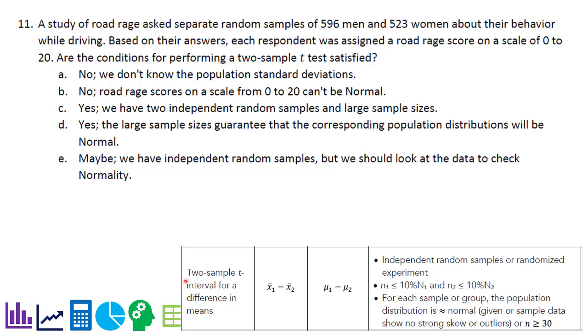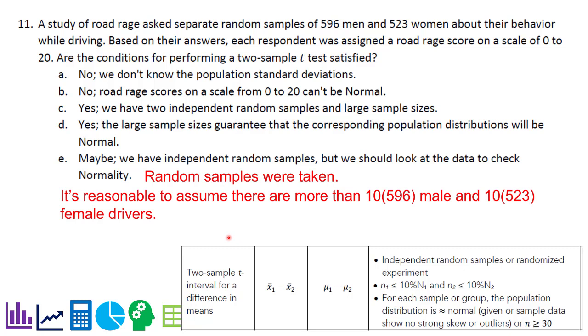Well, let's go look at the conditions for the 2-sample t-test. I pulled these from that little 2-page tables that I gave you from StatsMedic. So we have these 3 conditions. It is a random sample, so that's fine. It's reasonable to assume there are more than 10 times 596 male and 10 times 523 female drivers. All right. It's probably true just in Round Rock.